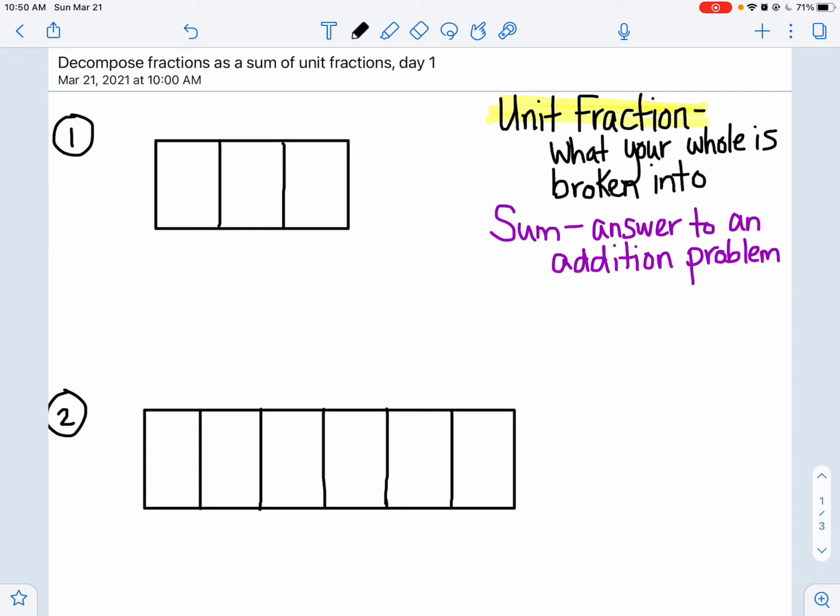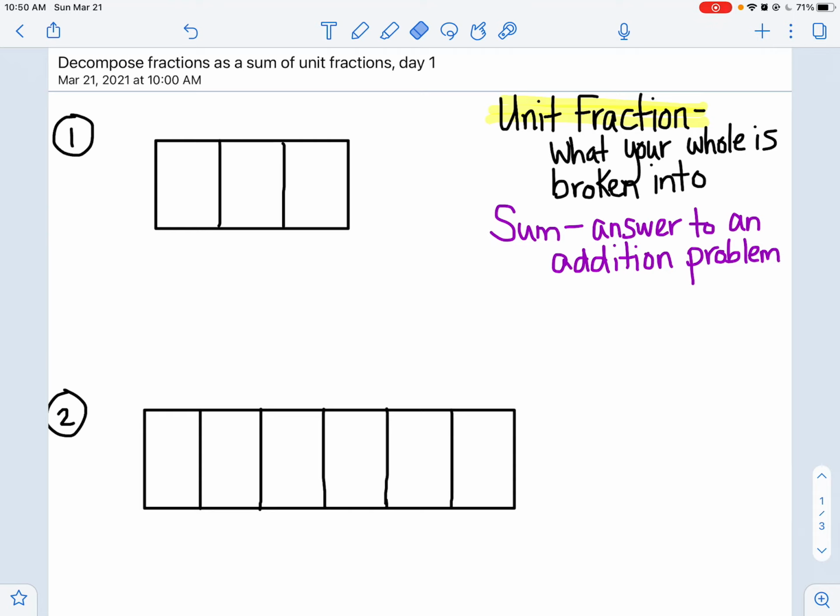So that's going to be really key today because some of our examples, we're going to be seeing more than a whole on a fraction strip or on our tape diagram. And so we'll need to think about what is our unit fraction we're working with before we start to figure out what fraction is shown and then how to break it down into sums. The second term you need to remember is sum, which is the answer to an addition problem. So if I do 1 plus 1 plus 1 equals 3, the sum is 3. So we're thinking about making sure we have different fractional parts being added together to equal the sum of the fraction that we're talking about.